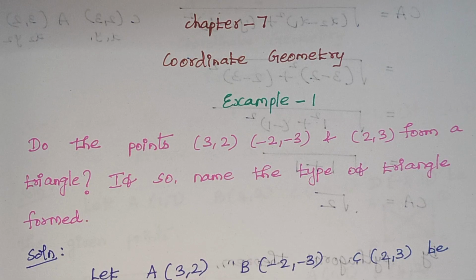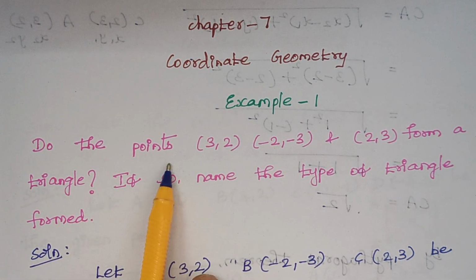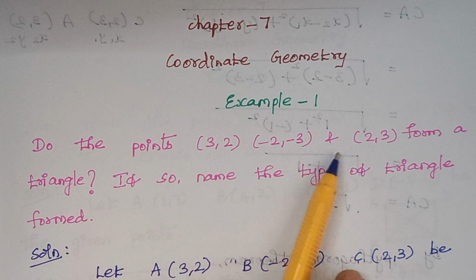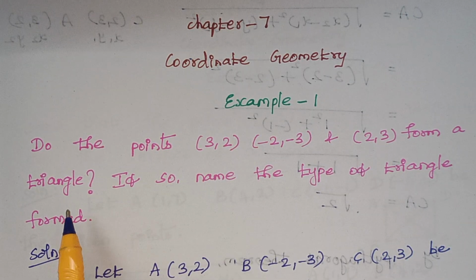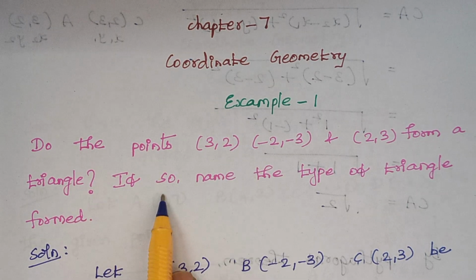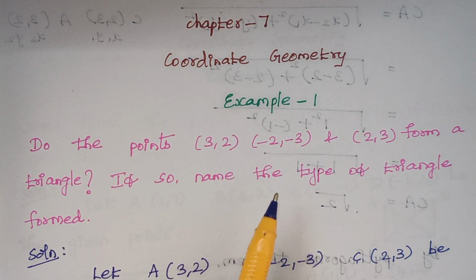So first I start with example 1. Listen, do the points (3, 2), (-2, -3) and (2, 3) form a triangle? Here the 3 points are given and they have asked us to check whether they form a triangle. If so, name the type of triangle. In case a triangle is formed, then tell me the type of triangle.